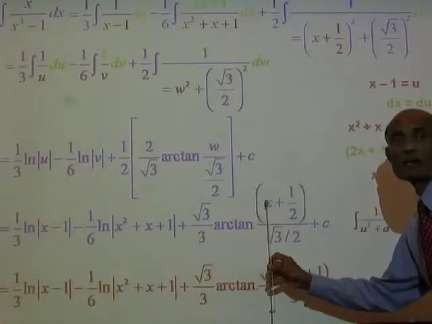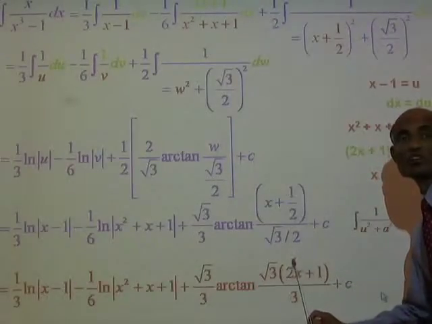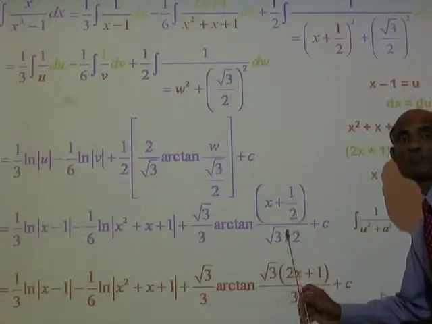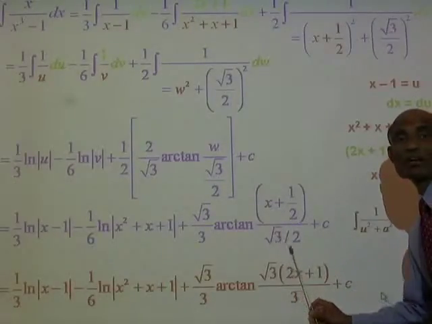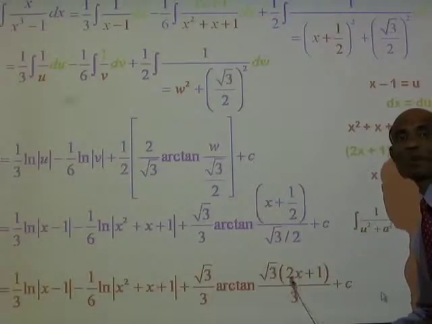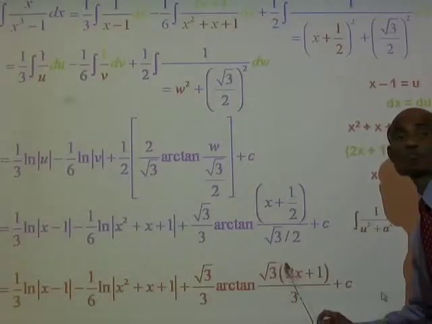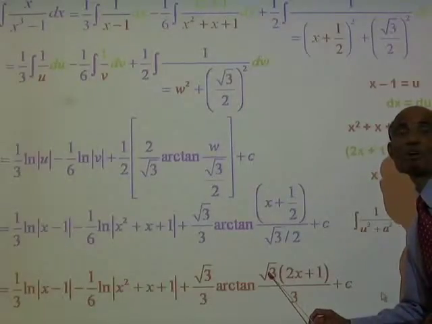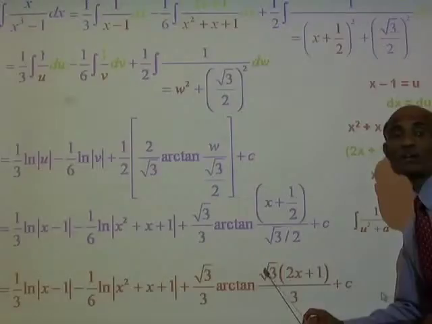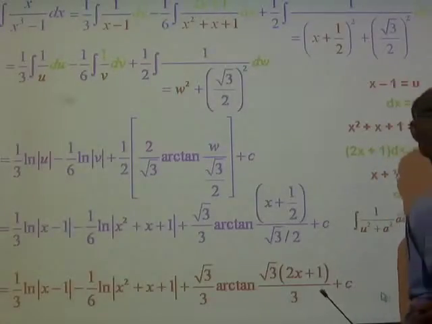When you expand it, it will be 2x plus 1. That's how the 2x plus 1 comes in there. So it will be 2x plus 1 divided by root 3, and rationalize it by multiplying numerator and denominator by root 3. The denominator becomes root 3 times root 3, and the root 3 will go on the numerator. So that will be arctan of root 3 times 2x plus 1 over 3, plus c.